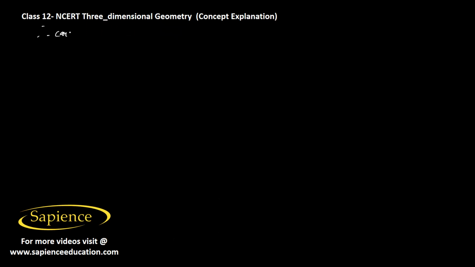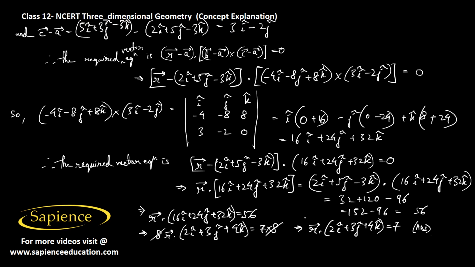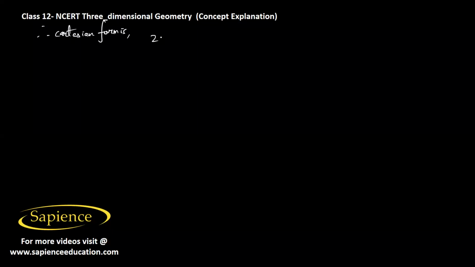Therefore, the Cartesian form of the plane is simply, we need to put r vector equals xi cap plus yj cap plus zk cap. If you put that, and take the dot product of this vector with the r vector, then we will get the Cartesian form. So this will be 2x plus 3y plus 4z, which is 2x plus 3y plus 4z, that is equal to 7. Okay.